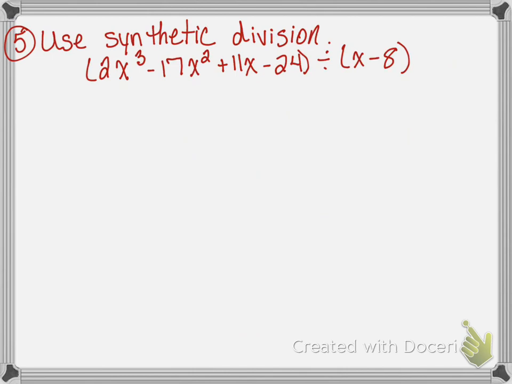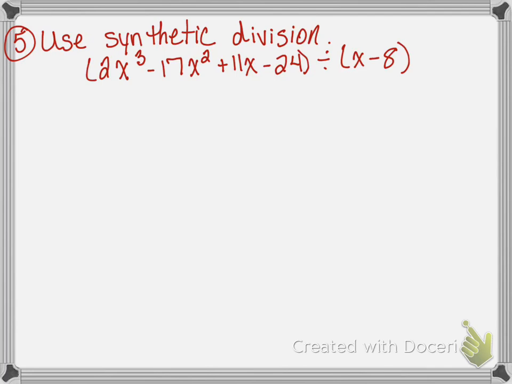Okay, so our next problem, number 5, is asking us to use synthetic division. Well, actually, it's just asking us to do synthetic division. I'm actually going to take it a little further than that and go ahead and find the other zeros, but we really are only being asked to do synthetic division here.